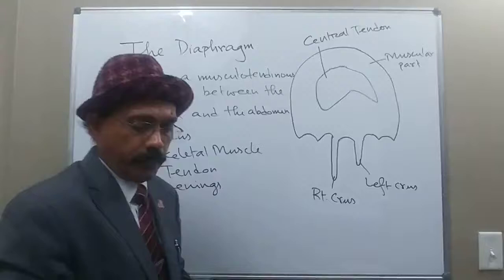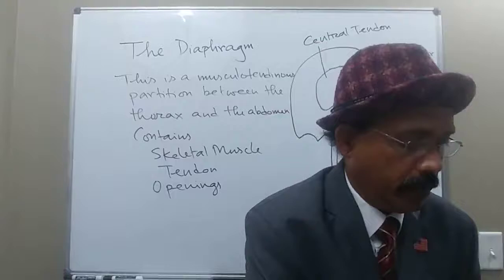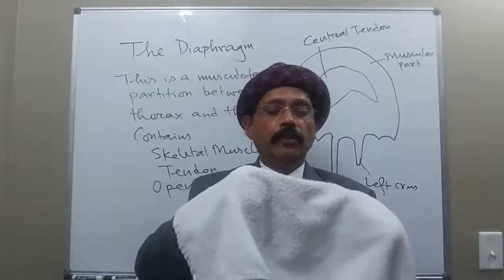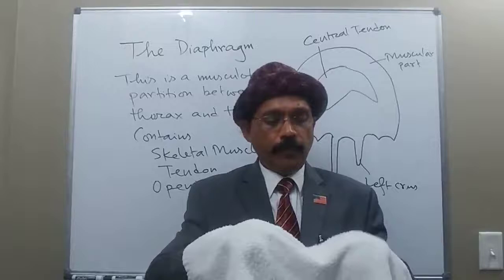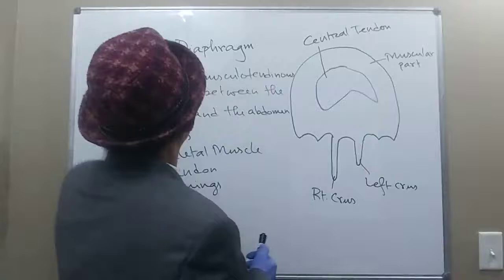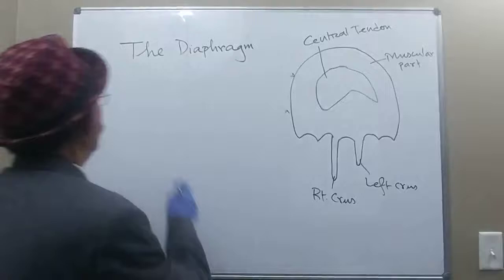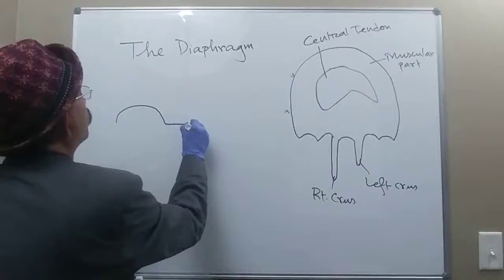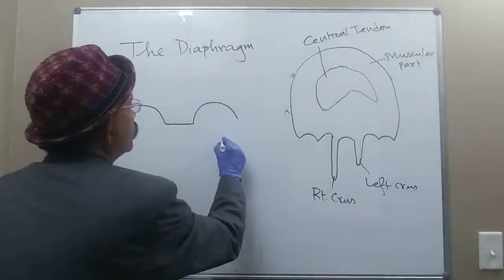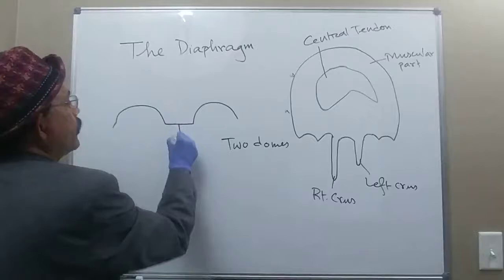If you hold the diaphragm in the anatomy lab, ideally it is a sheet of skeletal muscle. It has two domes. The right dome is a bit up, the left dome is a bit down. So we have two domes, right dome and left dome. You can draw it this way: one dome here, then a plateau, then another dome here. Two domes, and this is the central tendon.